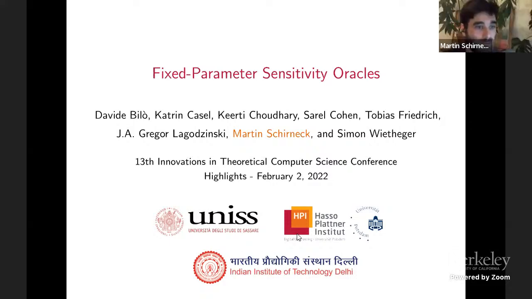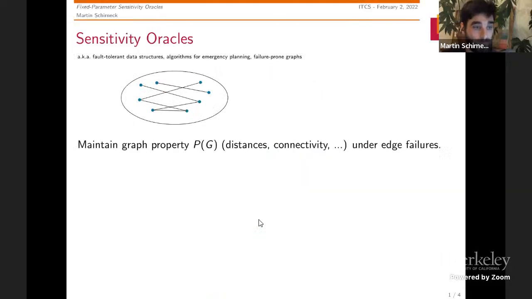As Nicole already stated very nicely in the beginning of the session, it's essentially about proposing a new research direction by combining ideas from two areas that were previously disjoint. The first one is that of sensitivity oracles, where the idea is to maintain a graph property under edge failures. So in this example, we have certain pairs of vertices and the shortest paths in between them. And it might be that if some edge fails in that graph, the distance increases, and we want to prepare for that.